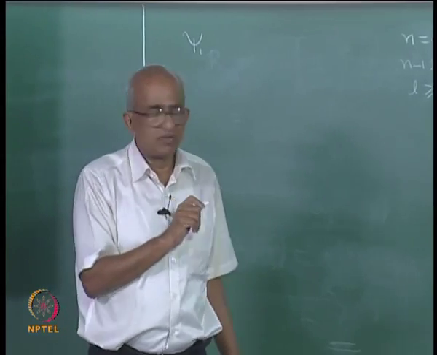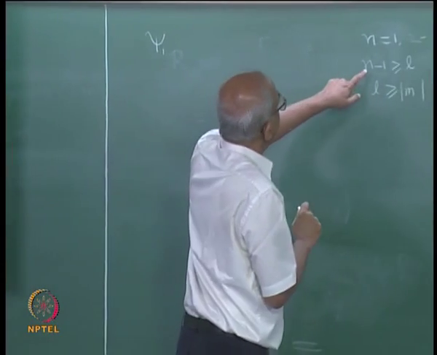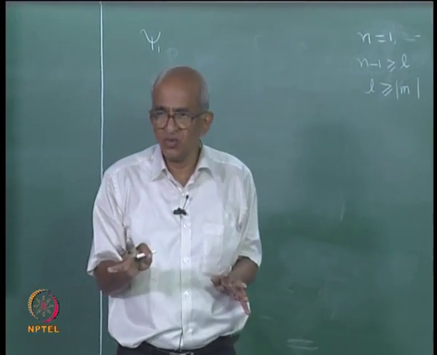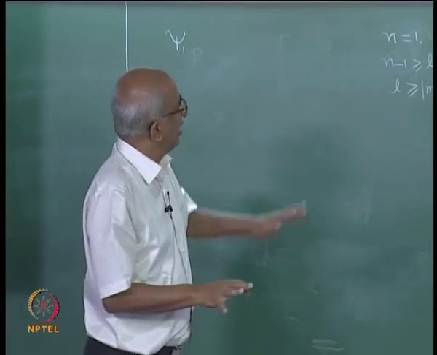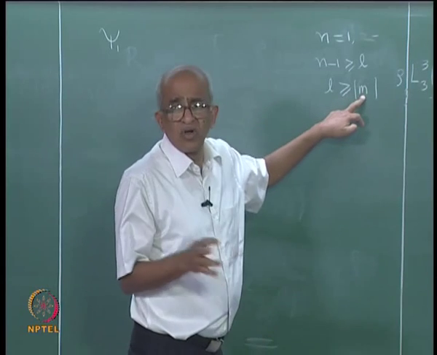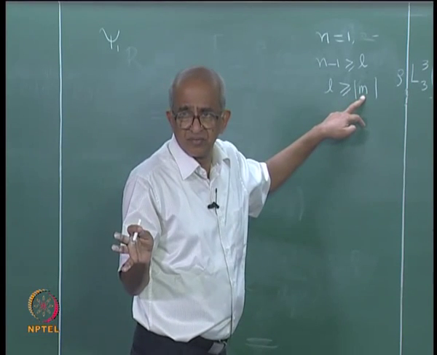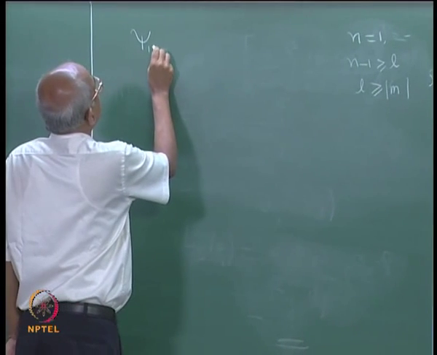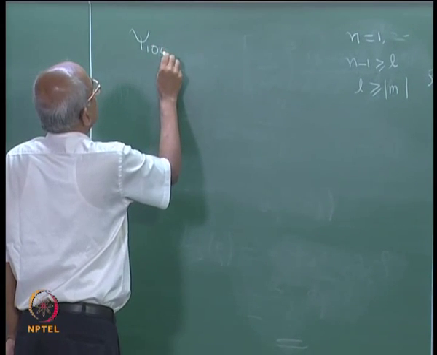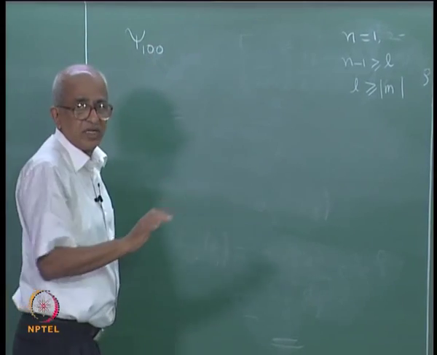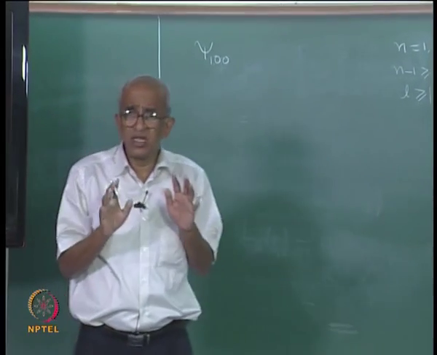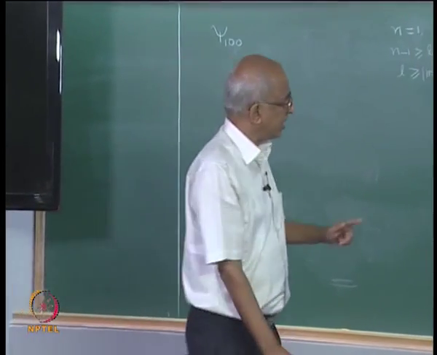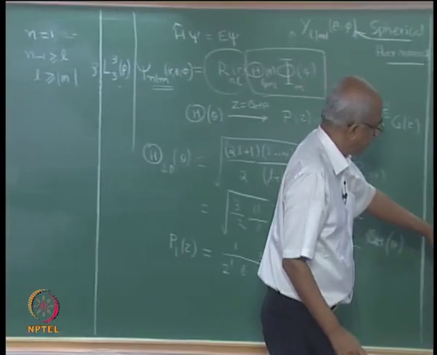These were the conditions that we derived, and therefore, if n is 1, the second condition implies that L can have the value only 0, that is what you find, and if L is 0, m can have only the value 0. So, the moment you say n is 1, L has to be 0 and m has to be 0, there is no other way, and this is the only solution with n equal to 1, and that solution has energy which will be obtained by putting n equal to 1 here.